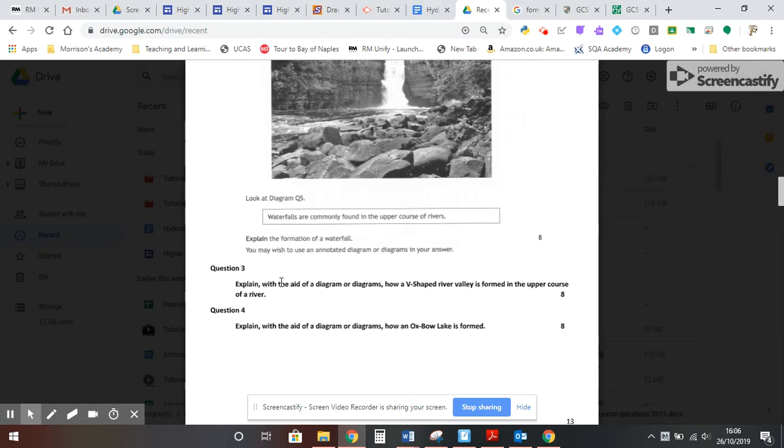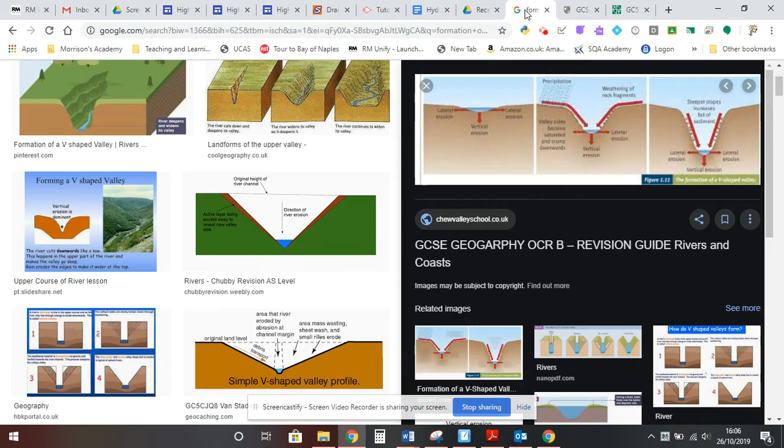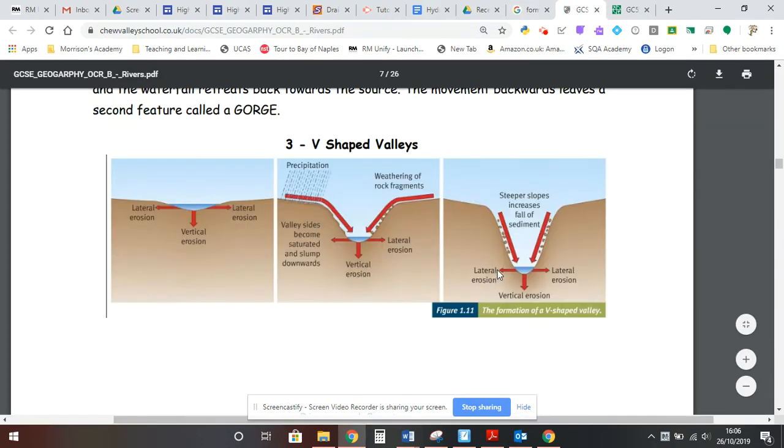Now, just like with all the features, your diagram can be really simple. And if you actually look at page 53 of your class textbook, you'll see a nice little sequence of very simple diagrams that will help you do this. Or you could simply go with drawing a V in the landscape with a river at the bottom and just a label saying V-shaped valley, and maybe include vertical erosion on your diagram. And you won't get any marks for that in itself, but that will tick the box of having drawn a diagram, and then you can write the answer.